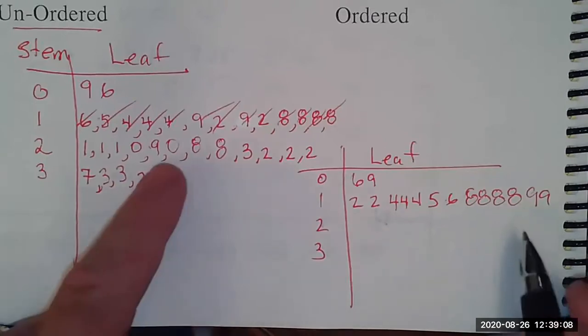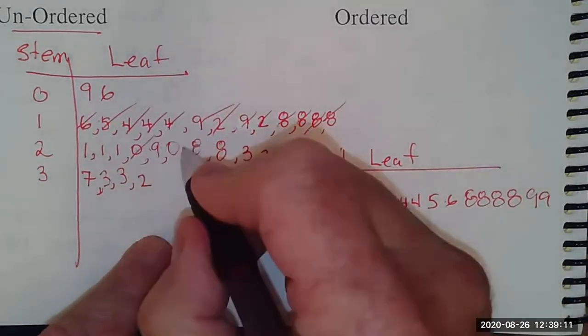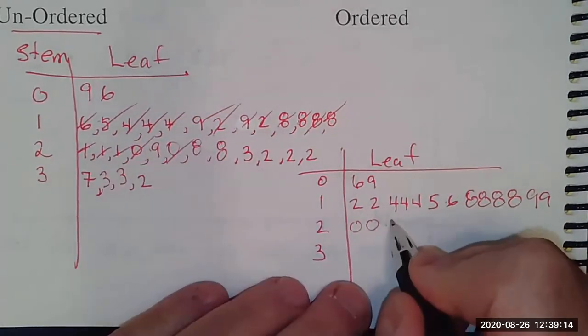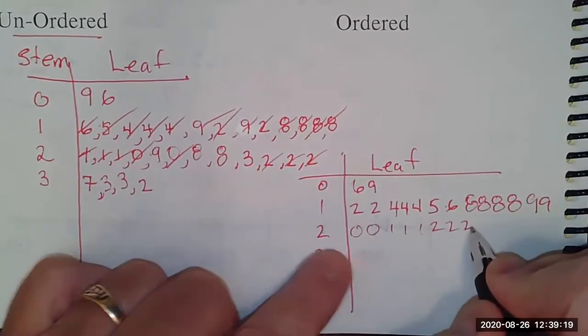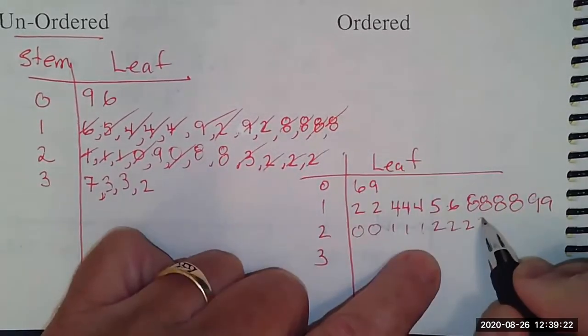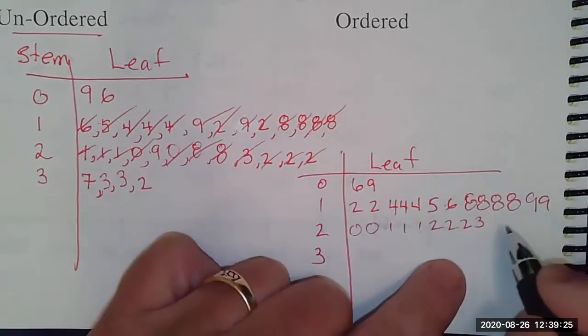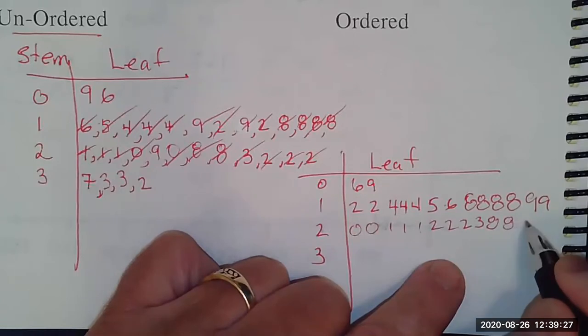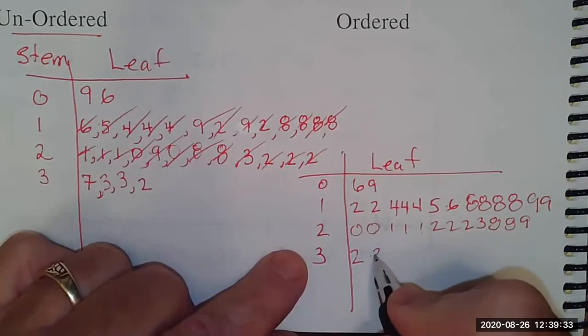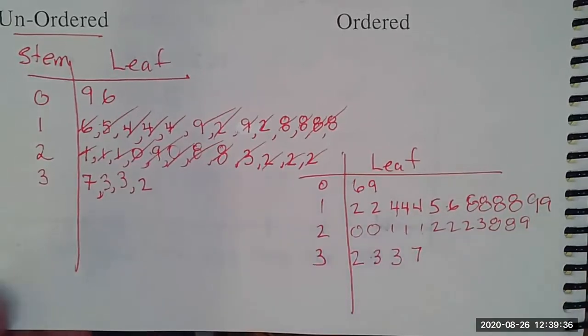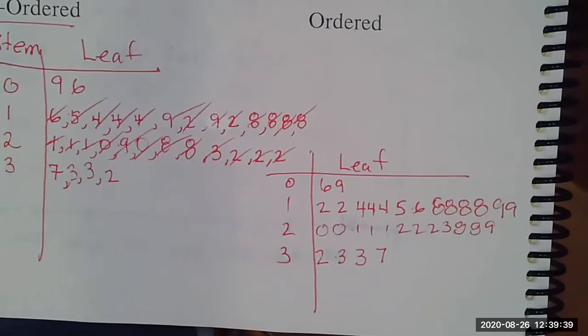After 19 comes 20. Okay, so I got a couple of zeros there. And then 1, 2, 3. A couple 8's and a 9. And finally, here would be 32 would be next, 33, 33, and 37. I won't put commas in between because I think you get the idea that they're separate numbers. All right, now that creates the plot. That's all there is.